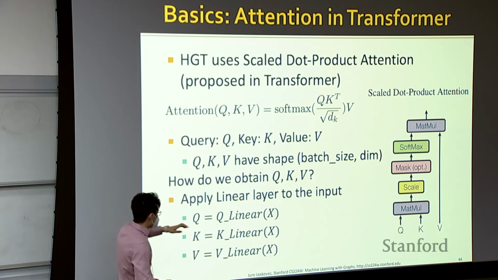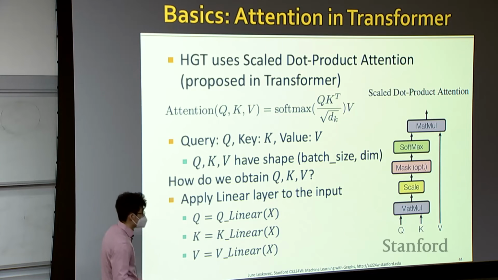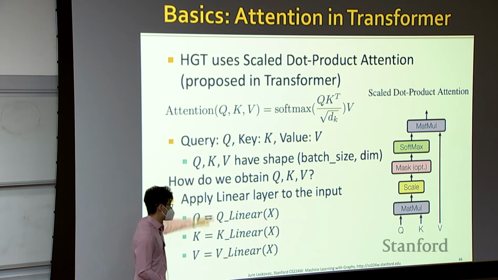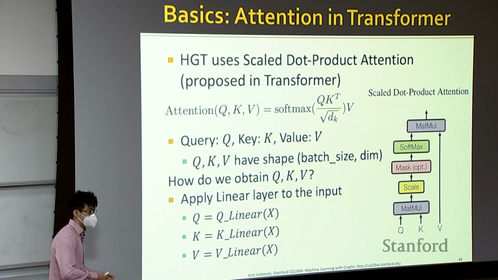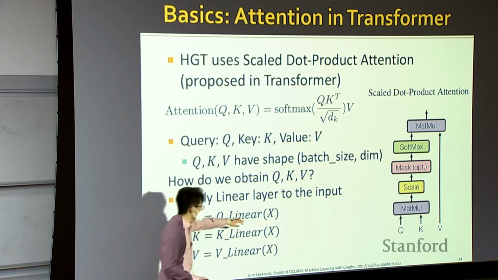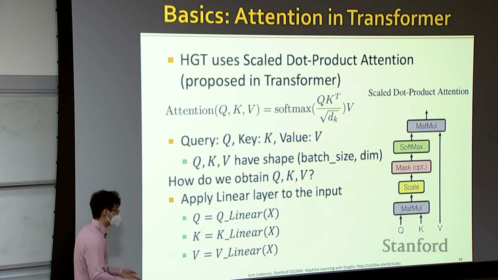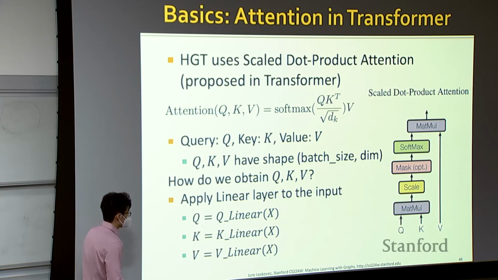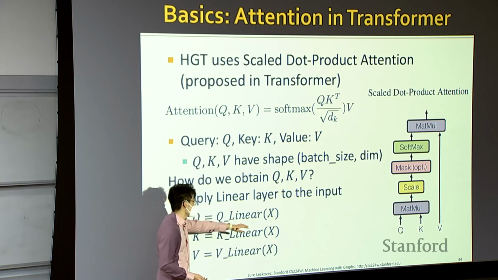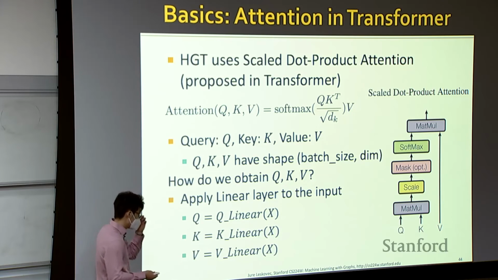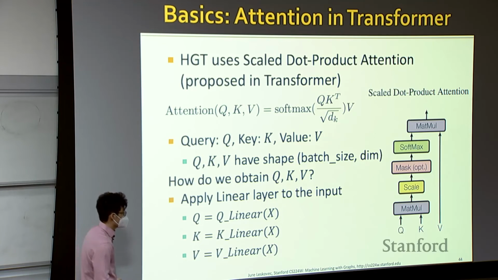And then how do we obtain this Q, K, and V? We don't have them in the raw input data. Usually what people do is apply a linear layer to transform the same input into different matrices, Q, K, V. We have the same input X to the network, and then we apply three different linear transformations that project X to Q, to K, or to V. This way we get the three components we need in the scaled dot product attention.